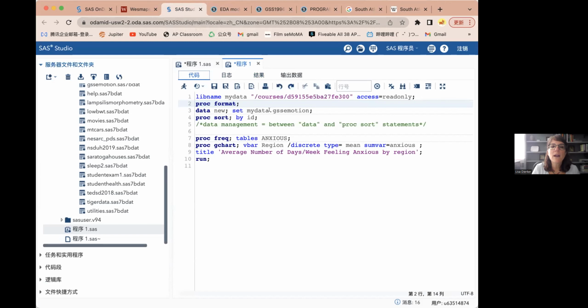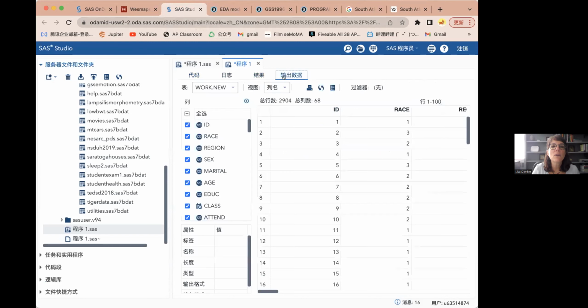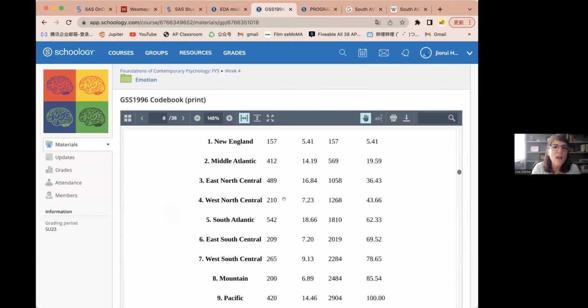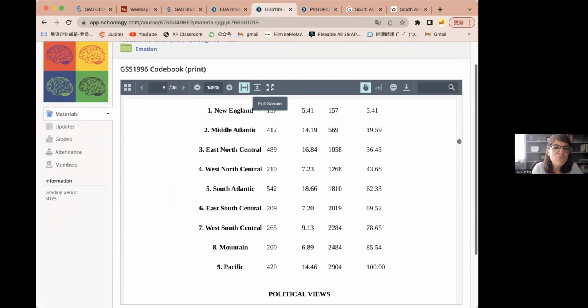So what do you want to do? How do you want to put them together? If you go to your code book, we can look. Okay, so what do you want to put together? I guess north and west, maybe north, south, and west. The central ones. Okay, so that's 3, 4, 6, and 7.